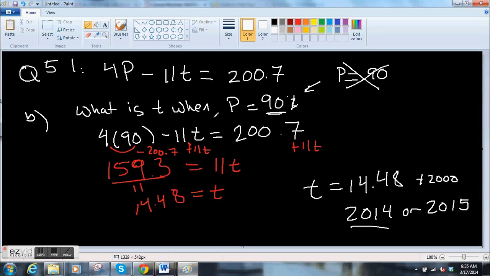You look at the number that you're given and you solve for the one that you're trying to find. Okay, on to 1.2.